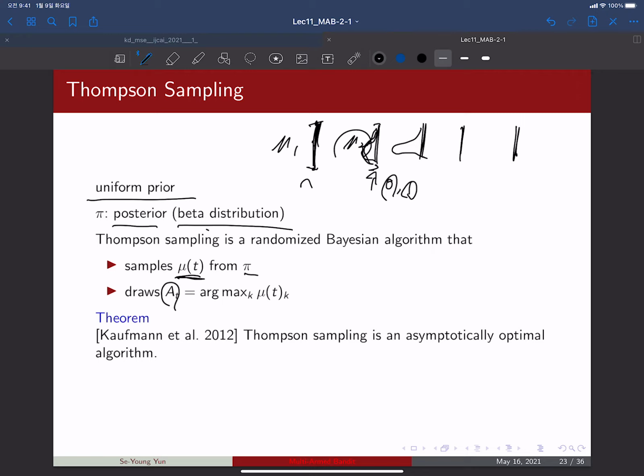One nice thing about Thompson sampling is that when we can approximate the posterior distribution, the simple random sampling based on the posterior distribution can give us a very nice algorithm. For instance, this paper tells us Thompson sampling is asymptotically optimal, which means Thompson sampling also achieves the optimal reward performance like KL-UCB.